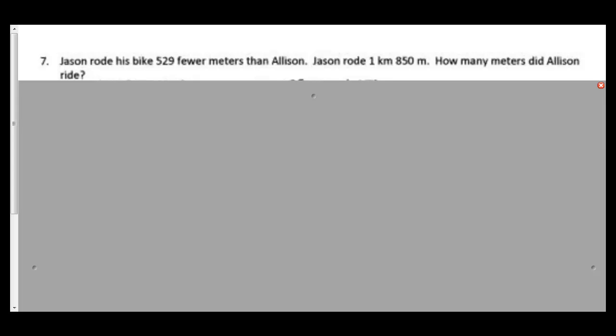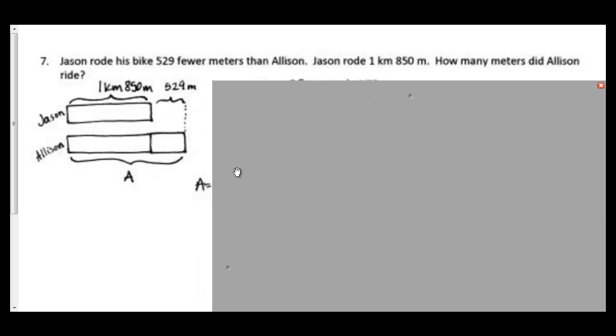See how you do. If you get stuck or you get frustrated, you can always watch and go along with me. So Jason rode his bike 529 fewer meters than Allison. Jason rode 1 kilometer, 850 meters. How many meters did Allison ride? So I'm thinking, first of all, I know that Allison rode further than Jason because it said Jason rode fewer meters than Allison. So when I drew my tape diagram, I thought, well, the total here could be Allison.